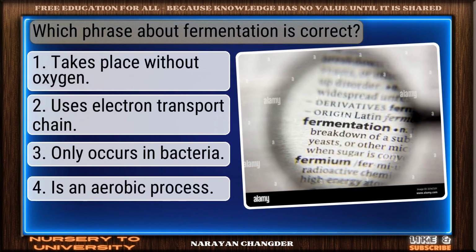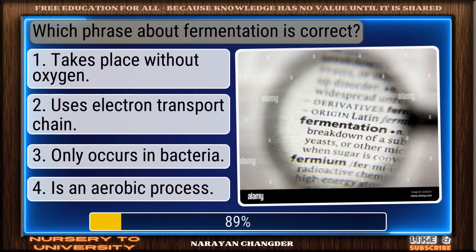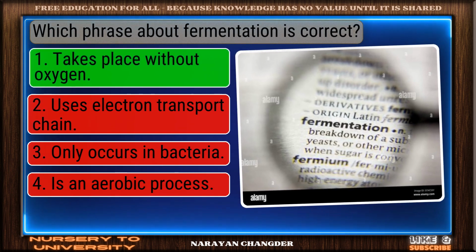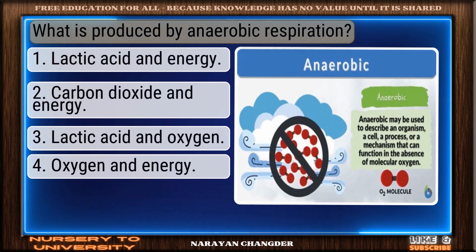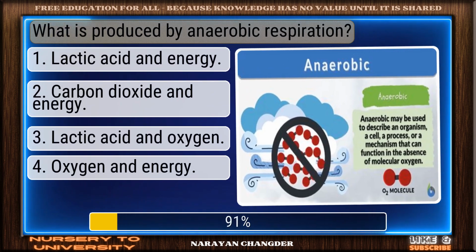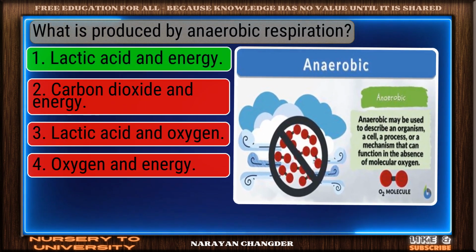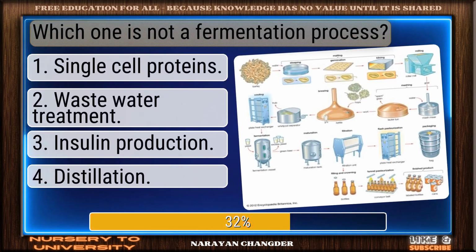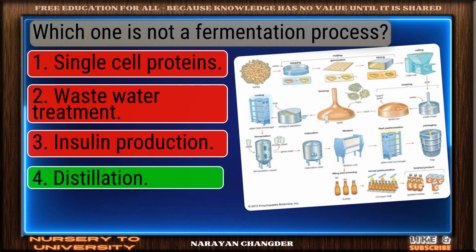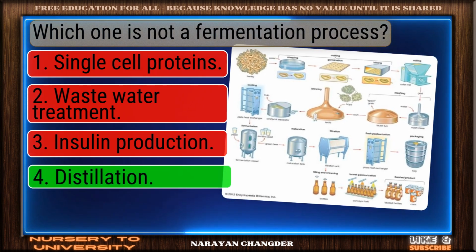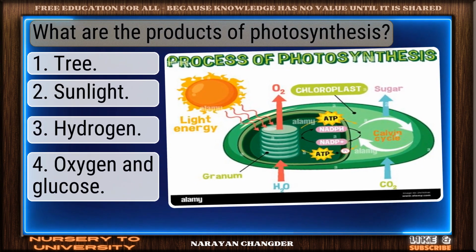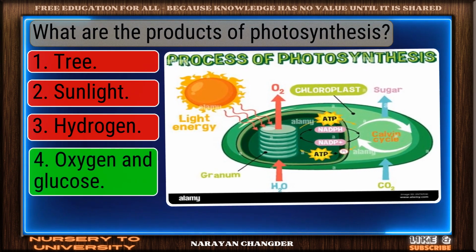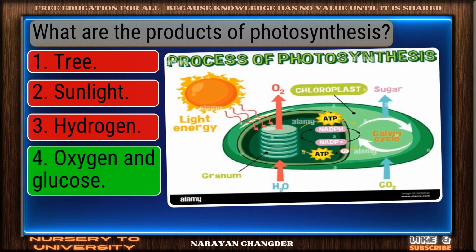Which phrase about fermentation is correct? Perfect. Takes place without oxygen is the correct choice. What is produced by anaerobic respiration? Sharp thinking. Lactic acid and energy is the right choice. Which one is not a fermentation process? Correct response. Distillation is the most accurate answer. What are the products of photosynthesis? On track. Oxygen and glucose is the correct answer.